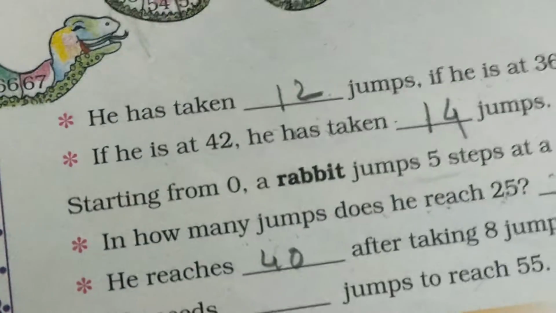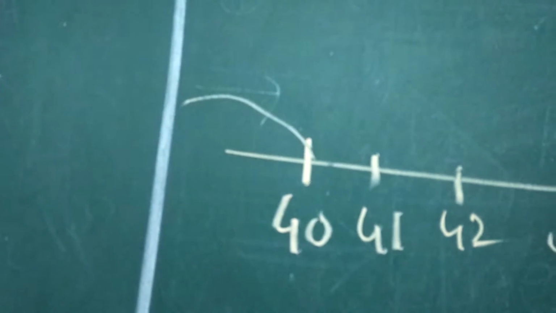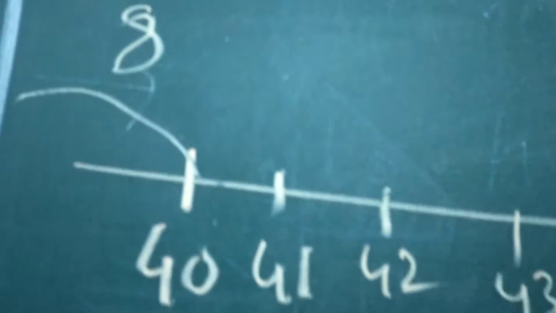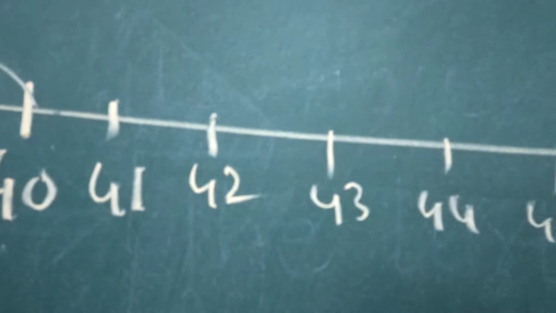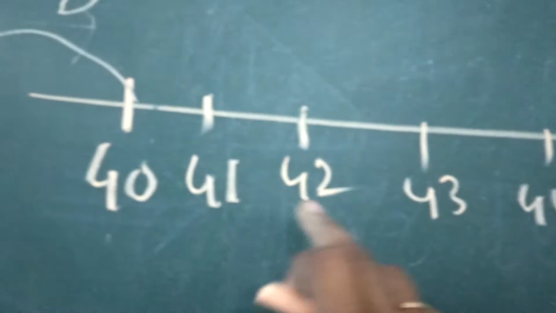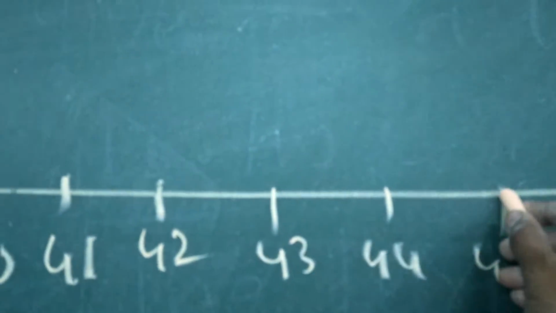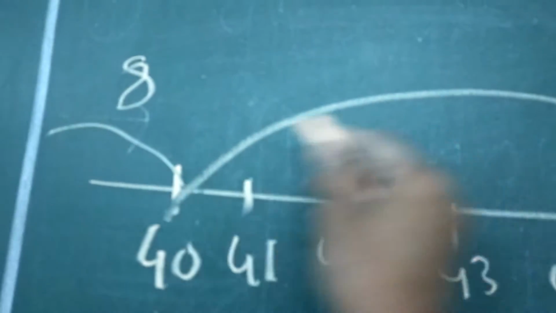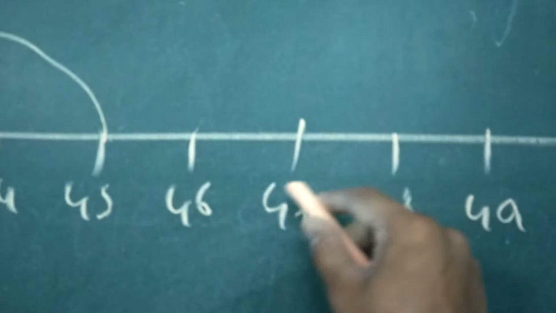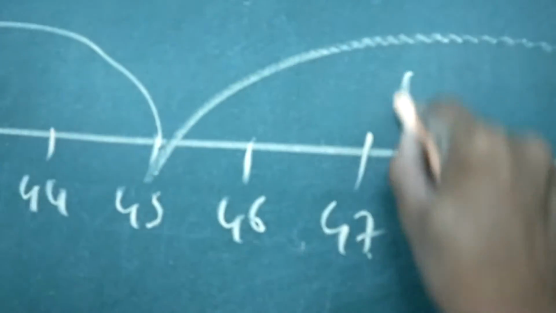Let's see again. So children, see what we have seen up to here. How many jumps have we taken? We have taken 8 jumps. Now, to reach 55 how many jumps will it take? So 40, then 1, 2, 3, 4, 5. So on the 45 here. This is the 9th jump. Then 45, then 1, 2, 3, 4, 5. This is the 10th jump.